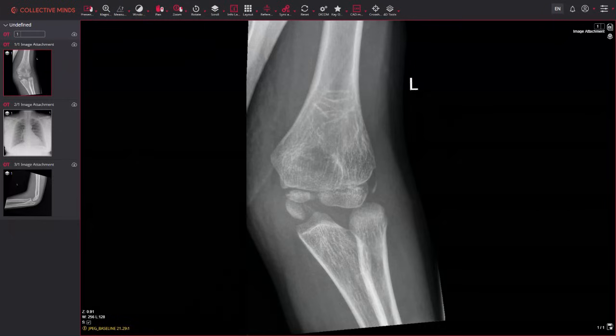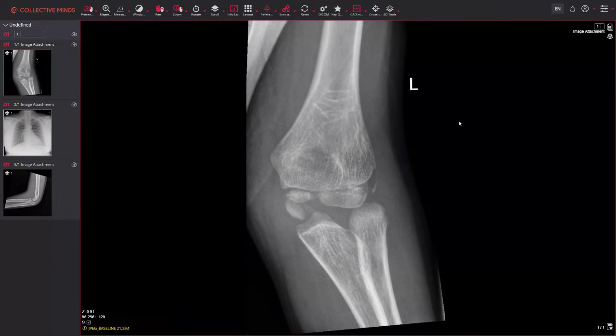Sometimes they'll say injury to the right elbow, for instance, and when you look, it's the left elbow. So it might be a case that the clinician's just written the wrong side by mistake, but you're going to need to check with them. Okay, so check that the indications match the x-ray.